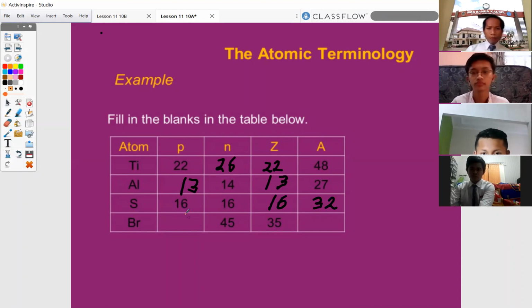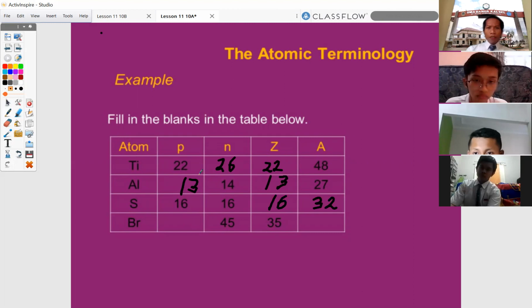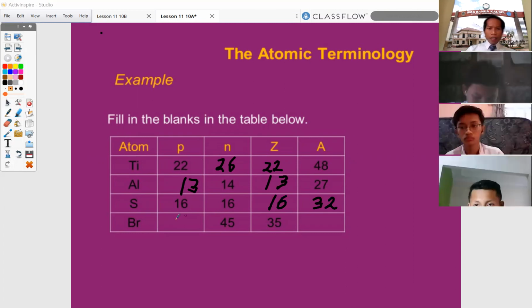Yasin Arumi, for this last row. Yasin, are you here? Yasin is not answering. Let's go to Raditya. How about this one, the last row, Raditya? 35. Good. How about this? 80. This is 80 here.